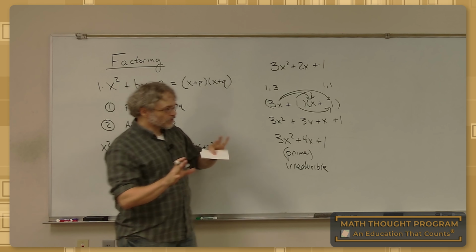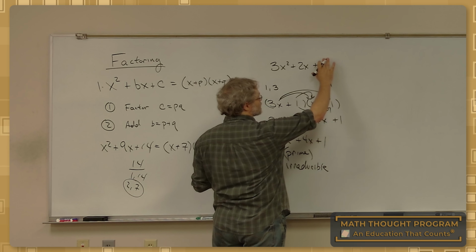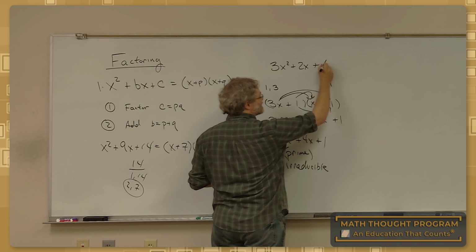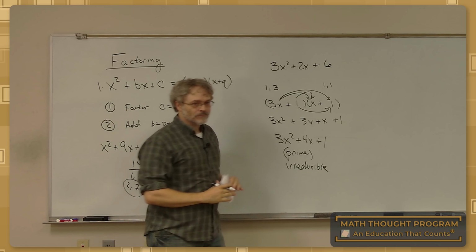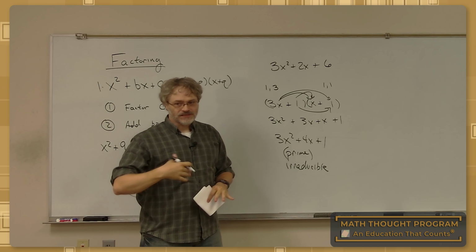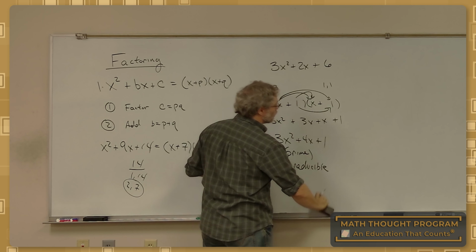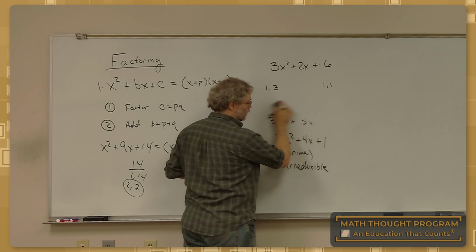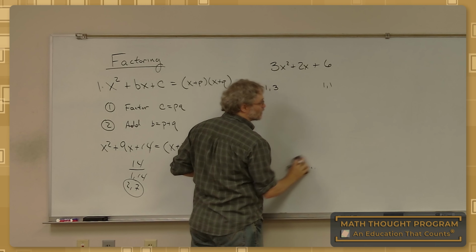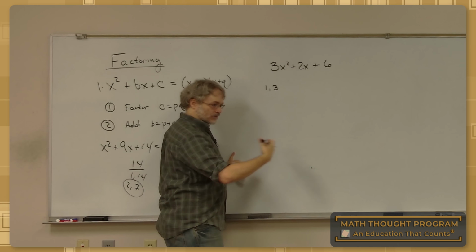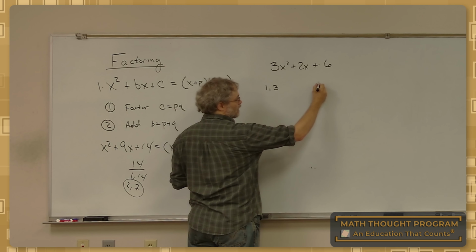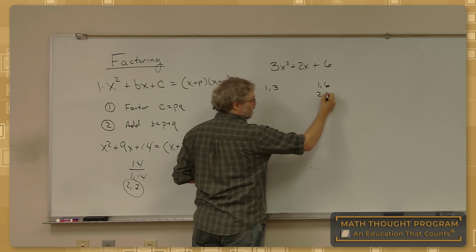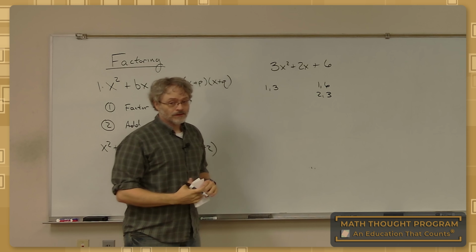Now, let's just change the problem, tweak it up just a little bit. Let's say if there was a 6 right there instead. What I would do is the exact same process. I would look at the leading coefficient. I would look at the constant at the very end. And I would just ask, okay, how does 6 factor? I have a 1 and a 6. And I would have a 2 and a 3.